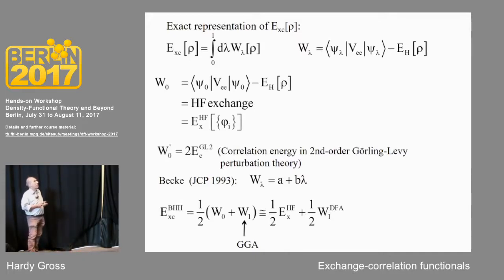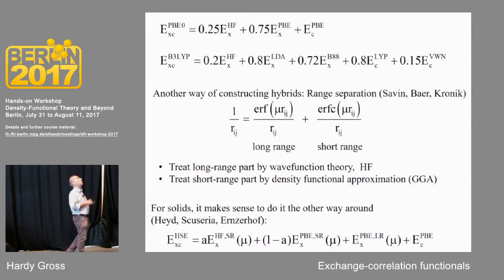And then Becke had the idea, why not approximate the lambda dependence just as a linear dependence? Well, it's the first guess. If you do that, this is the so-called Becke half-and-half functional, you do the integration and you get this expression for the exchange correlation energy, where W naught, as I said, is the exchange energy, and W1 is a correlation part that you treat with, let's say, a GGA. So you get this functional that is a mixture of Hartree-Fock exchange and a density functional approximation.